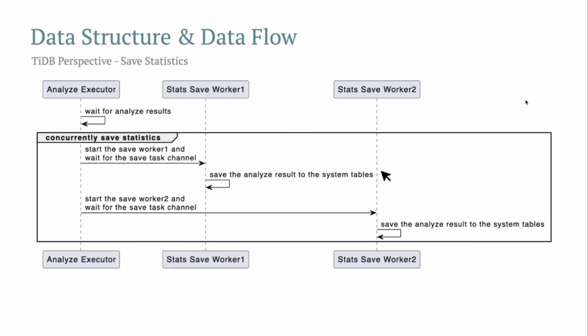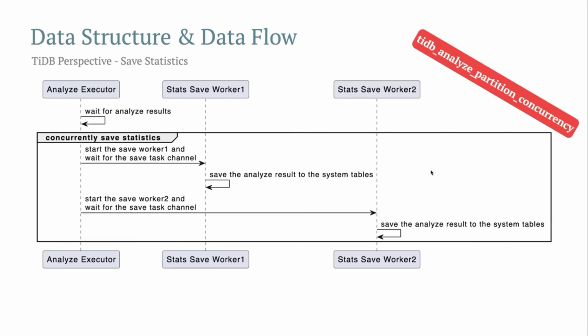But to enhance the performance, we introduced another configuration called the TiDB Analyze Partition concurrency. So we basically spawn some workers or routines to help us save the result we built up before. The name is quite confusing because it's called TiDB Analyze Partition concurrency, but actually it's just responsible for the saving part. So it's a really confusing name, and it's really hard to understand. The default value is 2.